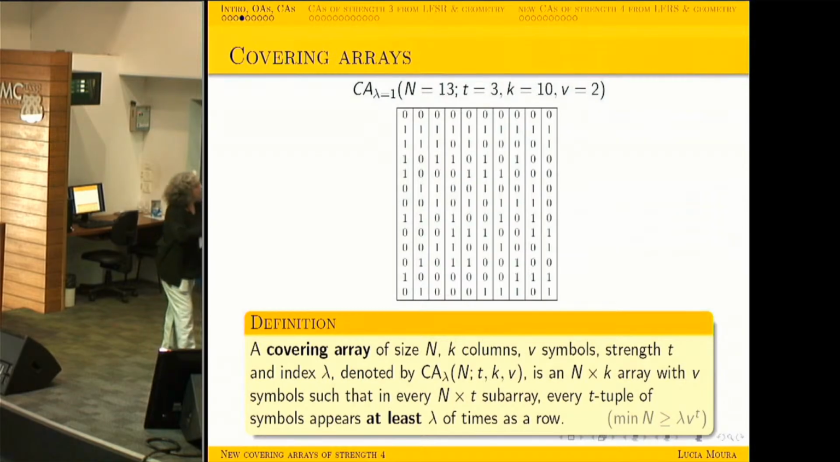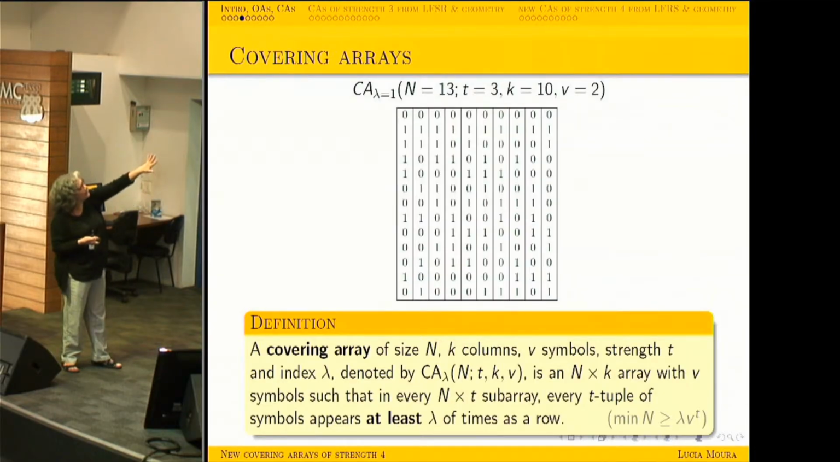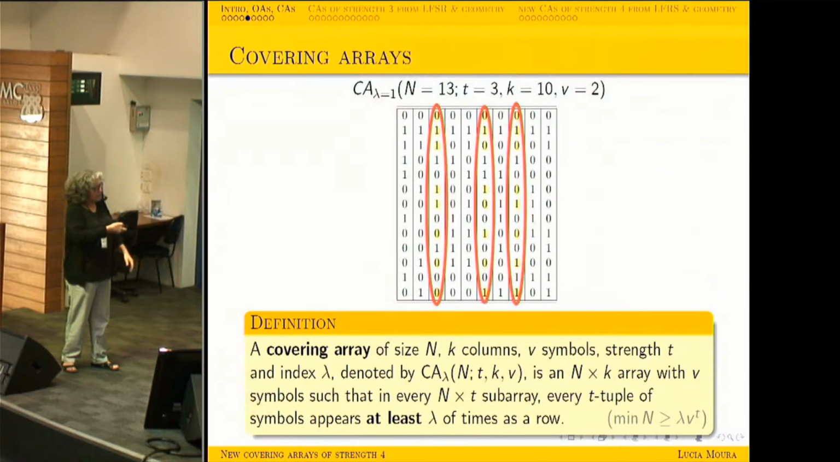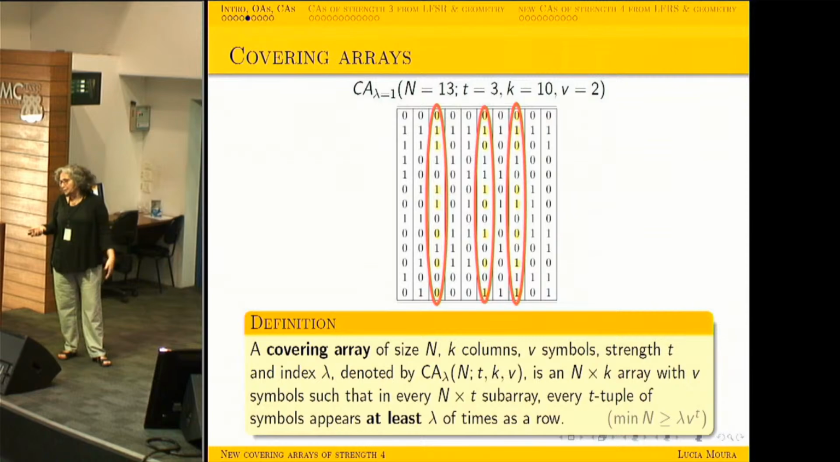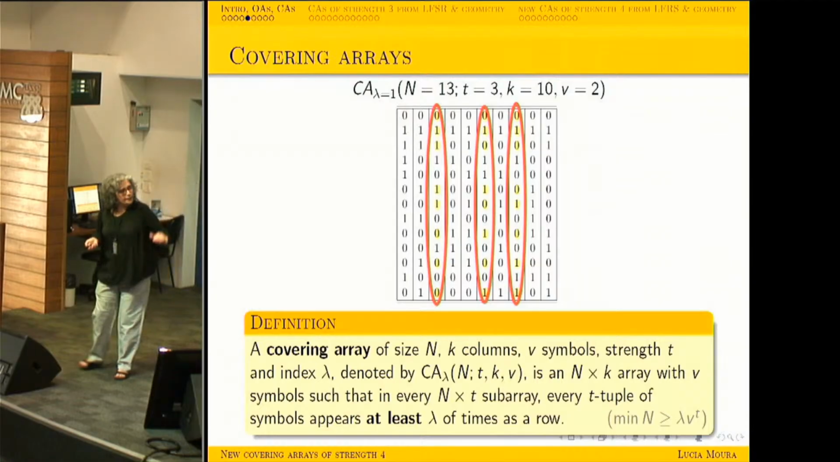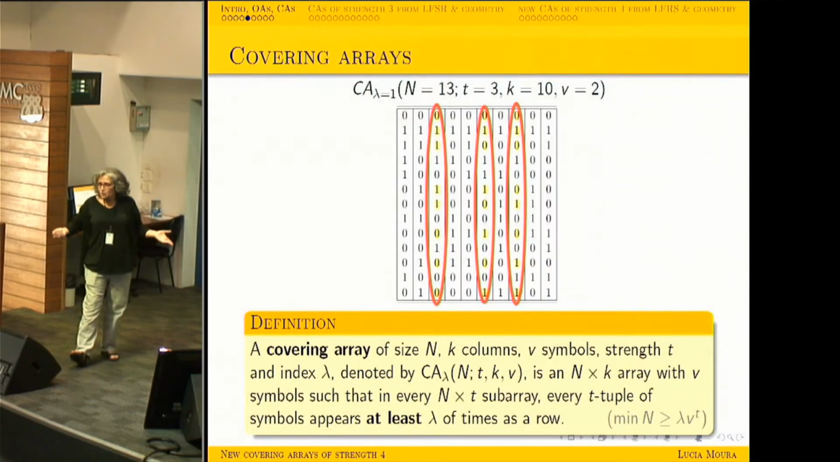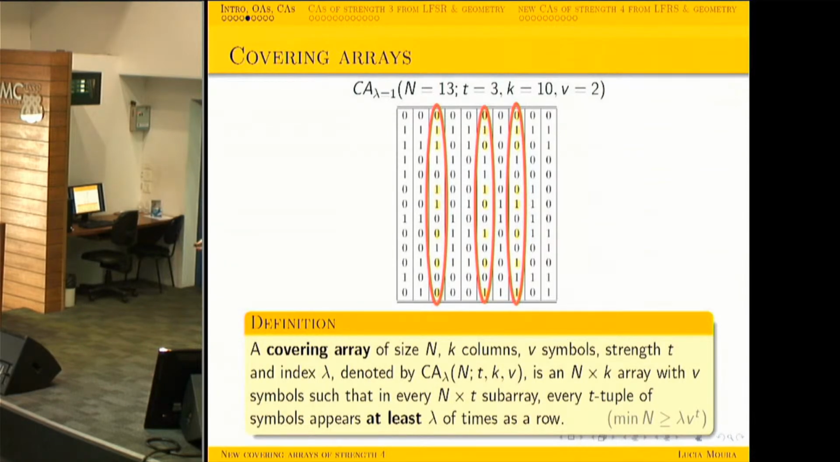For example, I'll give another example here in which now it's binary alphabet, strength 3. So I should pick any 3 columns and I should see every t-tuple of the alphabet appearing at least once. But there may be repeats. All the 8 tuples appear and some of the triples, for example, appear more than once. And the objective is to minimize the number of rows. And there are tables of best covering arrays for given t, k, v. What is the minimum n that you can achieve?